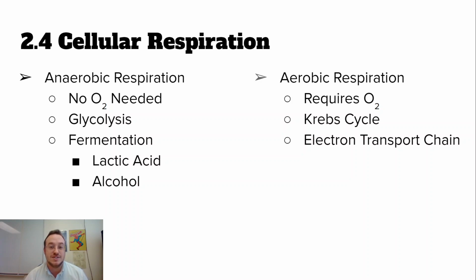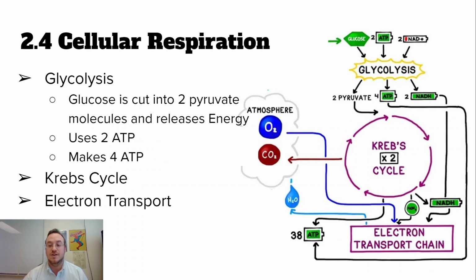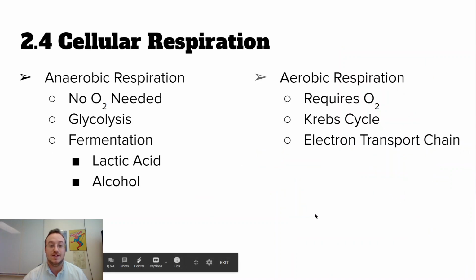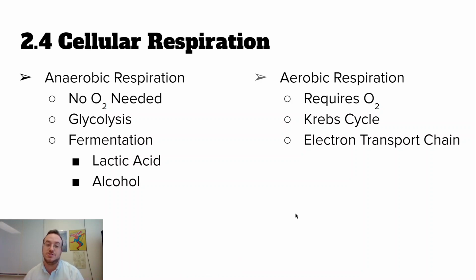All right, yes, you can still breathe. You still have oxygen coming into your body and carbon dioxide leaving the body, but there's not enough oxygen for the electron transport chain to happen. Because we don't have enough oxygen, instead of going from glycolysis to the Krebs cycle to the electron transport chain, it goes from glycolysis to fermentation. And we make lactic acid and an alcohol.